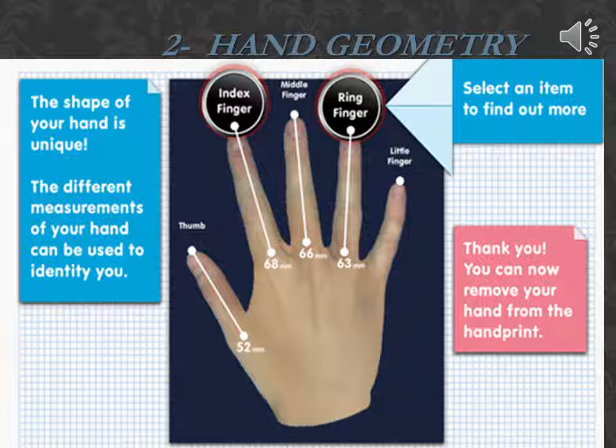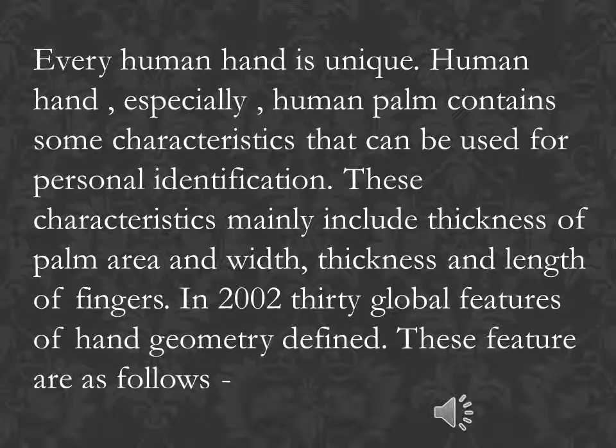2. Hand geometry. Every human hand is unique. The human hand, especially the human palm, contains some characteristics that can be used for personal identification. These characteristics mainly include the thickness of the palm area and the width, thickness and length of the fingers.